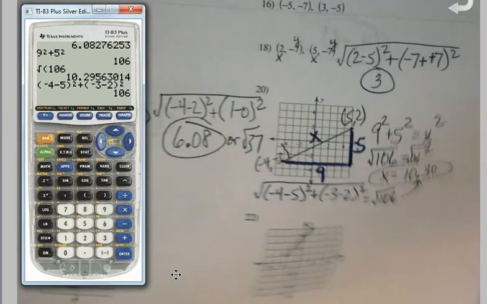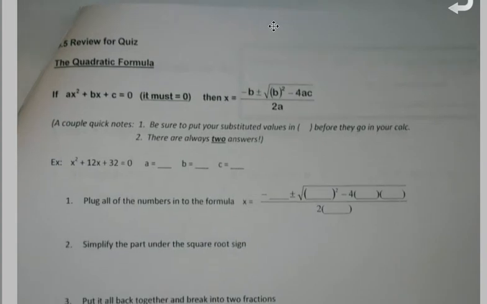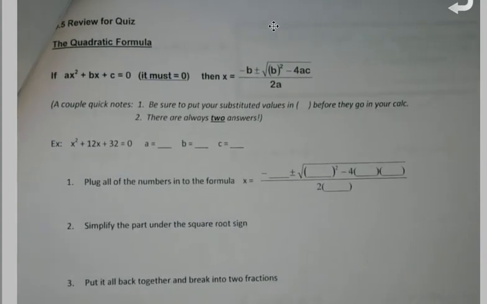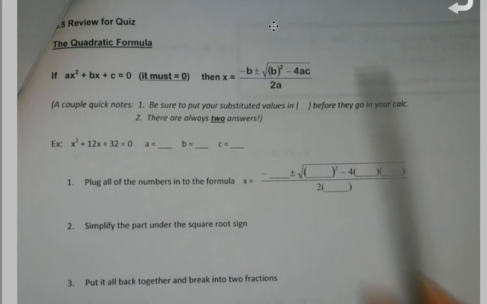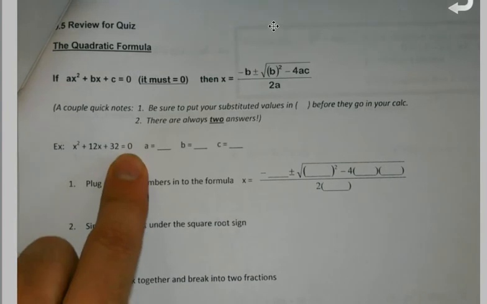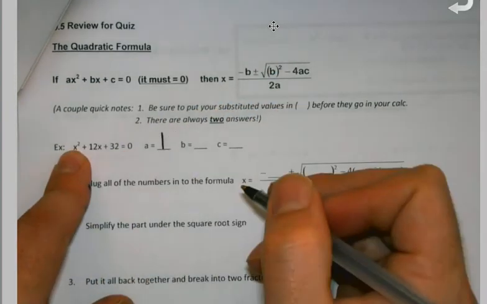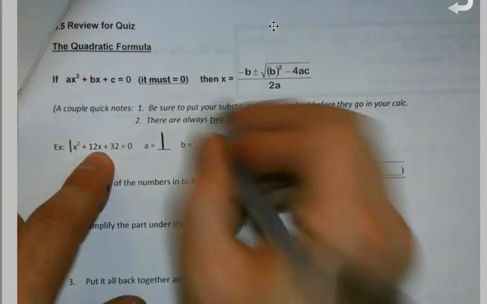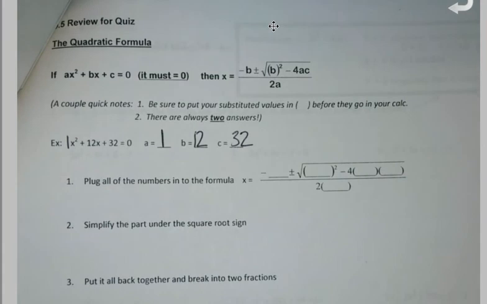But then, when we turn over here, quadratic formula, I give some help. We got to have it an equals 0. There's the formula. Put your values in parentheses before they go in the calculator, and there's going to be 2 answers. So here, we're already in equals 0. So my a value would be 1, because I don't see a number in front of x squared. My b value would be 12. My c value would be 32. And then I plug them in.